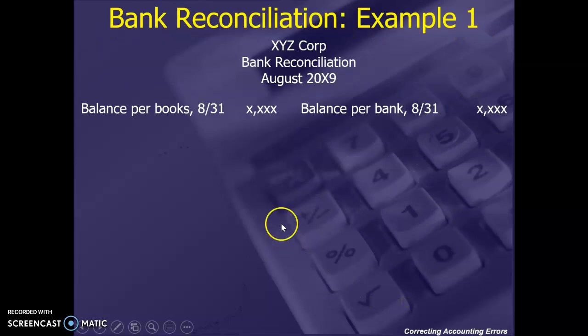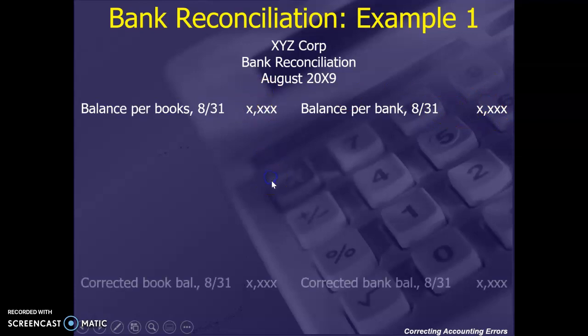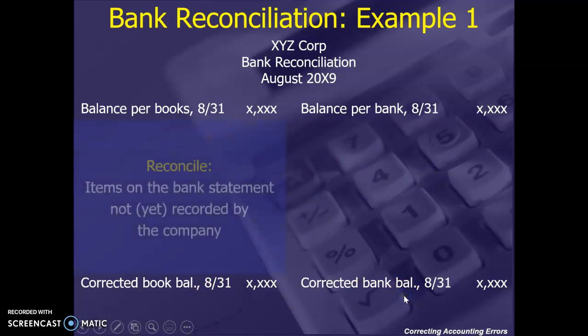So when we set up our bank rec, we're going to start off with what the balance per our books was on the last day of the month. So this would be the balance in our T account. And then we're also going to look at our bank statement and see what it said on that same date. And our goal is that these two numbers should match. When we get down here to the bottom, we're going to have all these differences we're going to list in here, and then we're going to make them match at the end is our goal.